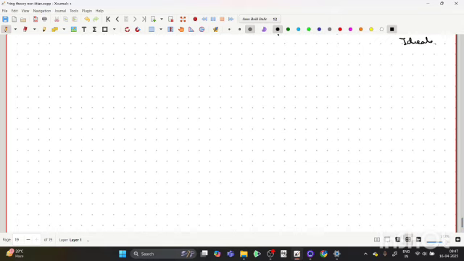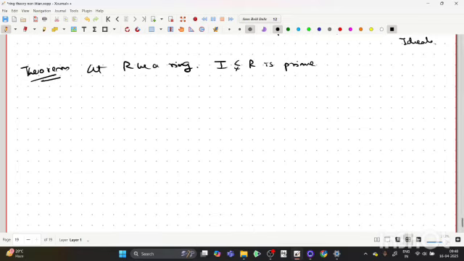Now the first important property of a prime ideal is the following. You can take it to be a theorem. It's quite important. Let R be a ring. Then an ideal I in R is prime if and only if the quotient ring R modulo I is an integral domain.